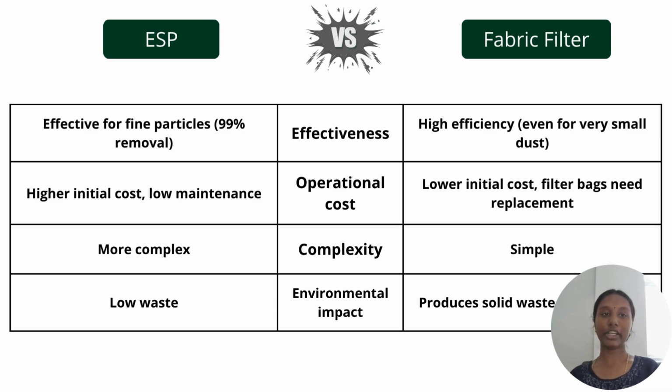After that, complexity of operation. Even though ESP is more complex in design, involving an electrical system for charging and collecting particles, once installed it is easy to operate automatically. But fabric filter, with its simple design which only uses filter bags, still requires manual checking and replacement of the bags periodically. So, no doubt, ESP is technically complex but operationally simple, while fabric filter is mechanically simple but requires more manual work.